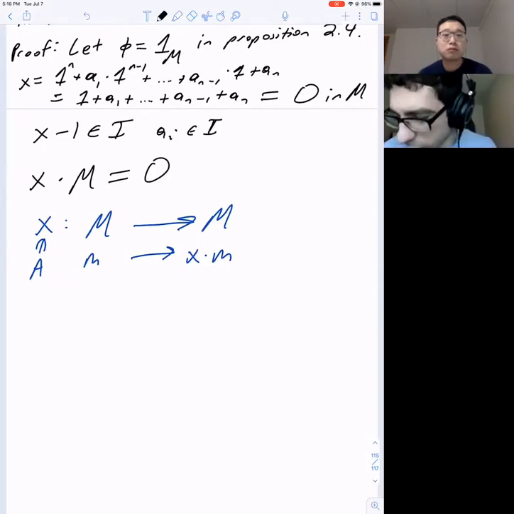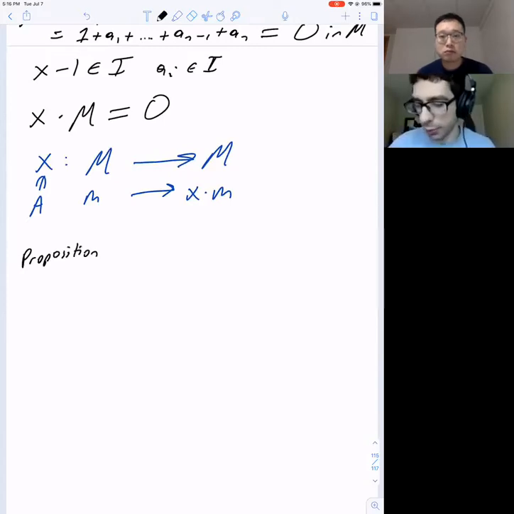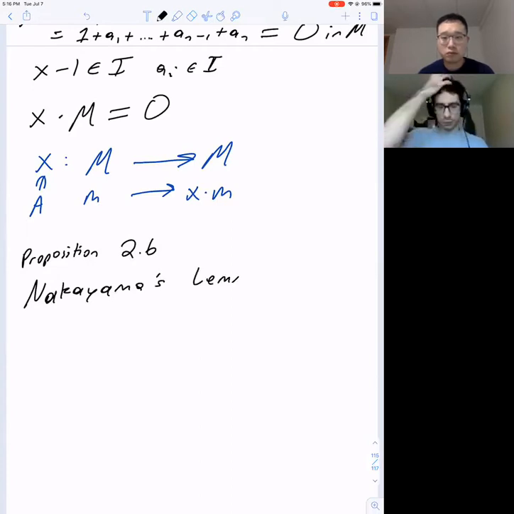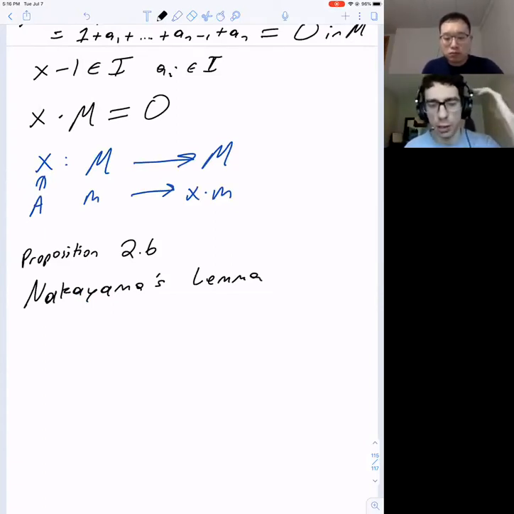So now let's move on to actually stating and proving Nakayama's lemma. Nakayama's lemma is sometimes confused with the following, but for now let's prove Nakayama's lemma, and then we'll see that the corollary is more popular to use. It comes up more frequently.